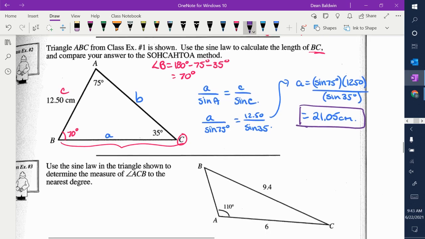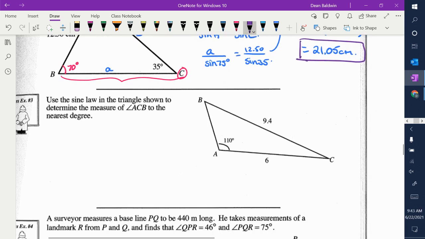All right. Scrolling down. Use the sine law in the triangle shown to determine the measure of angle ACB. So the first thing you ask, is this a right angle triangle? No, so we can't use SOHCAHTOA. SOHCAHTOA is out. So now we have to use Sine Law. First of all, we ask ourselves, do we have an angle side pair? Yes. If you label all the sides, that's A, that's B, and that's C.